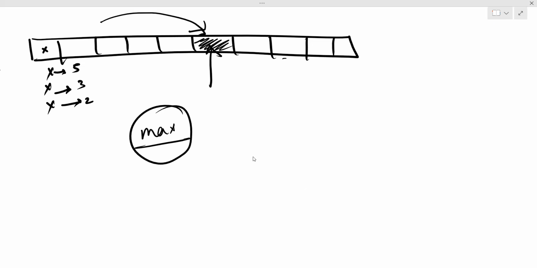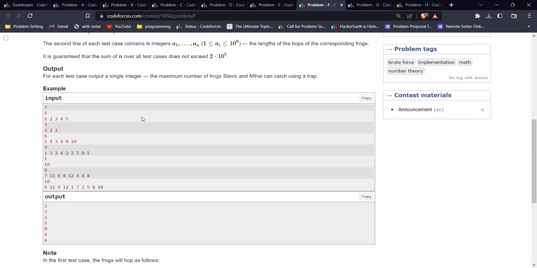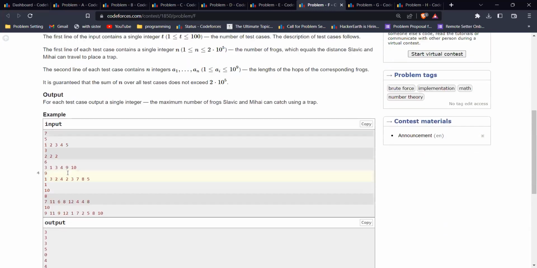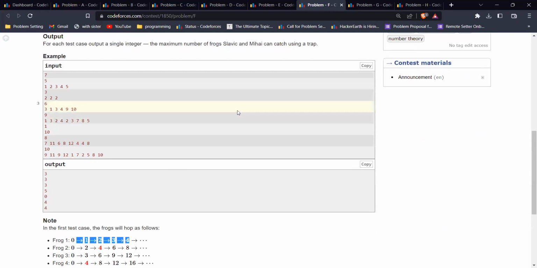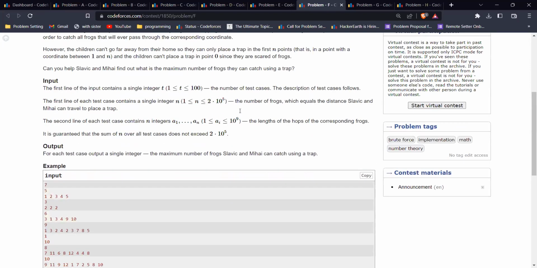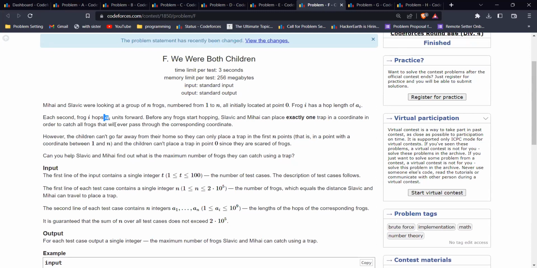Let me go through it. Yeah, frog i hops a_i units forward. So this means that the thing that I drew was correct. Yeah, we skip a_i minus 1 steps. We don't skip a_i. If we are at the 0th step and the a_i value is 3, then we'll go from 0 to 3, not 0 to 4.